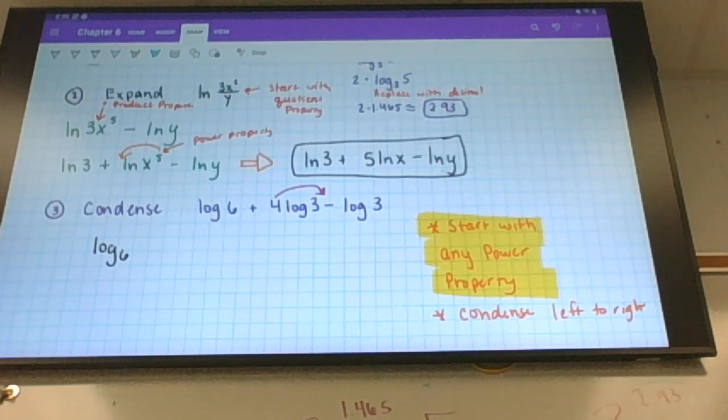So this is log 6 plus log, wait a minute, I almost messed up. What's the base of these right here? Yeah, those are invisible 10s in there. You can write them in if you want. Those are the common logs, base 10. Okay, let me try this one more time. So it's log 6, log 3 to the 4th, log 3.